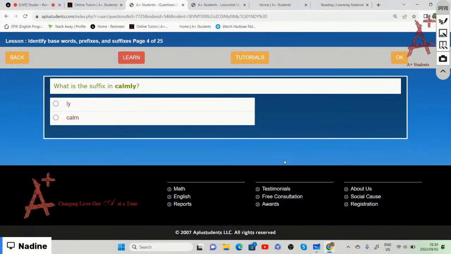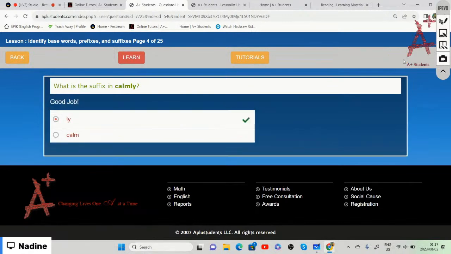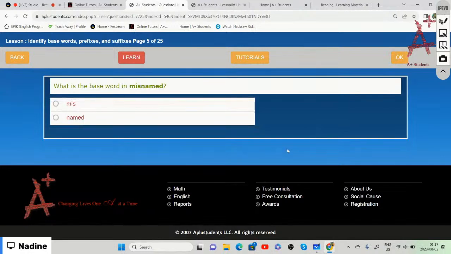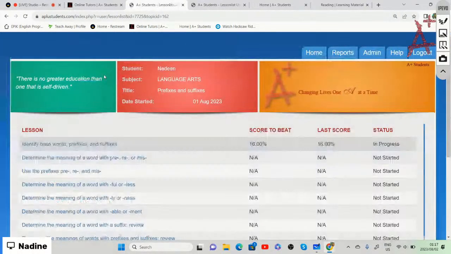And what is the suffix in calmly? We're going to choose ly, because calm is our base word, and we just added an ly to the base word. All right, let's go back. So that is basically identifying the base words, prefixes, as well as suffixes.